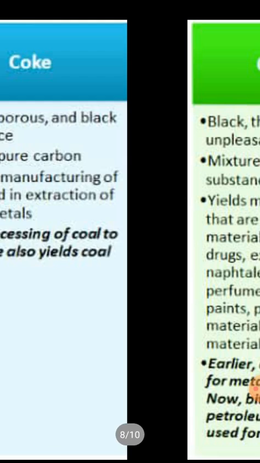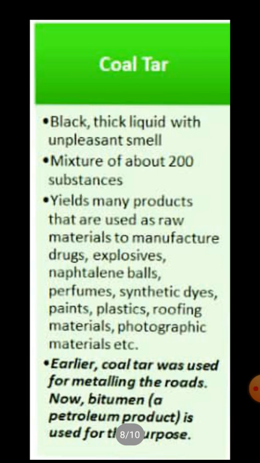The second product is coal tar. This is a black, thick liquid with an unpleasant smell. It is a mixture of more than 200 substances. These substances can be separated by a process called fractional distillation.